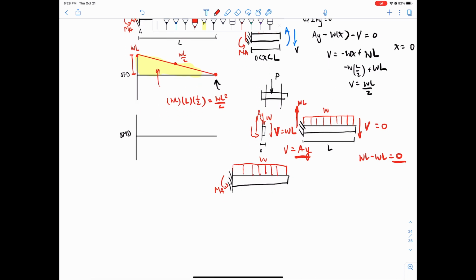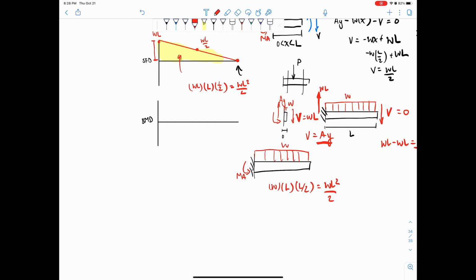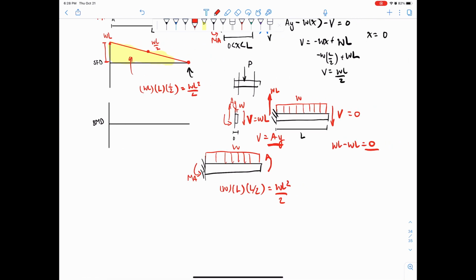And then what is MA? W times L, that's the total distributed load, times L over 2. If we replace this with a point load and just add it at the midpoint, it would just be WL squared over 2. Since we set counterclockwise equals positive, this MA is spinning the system counterclockwise, so we need a clockwise moment to balance that.